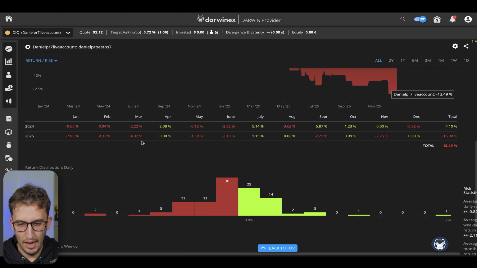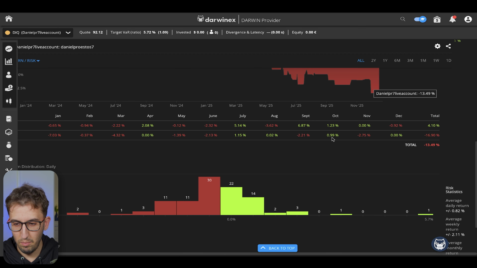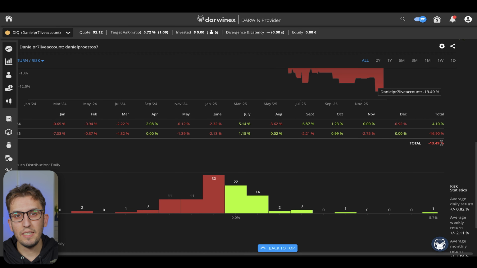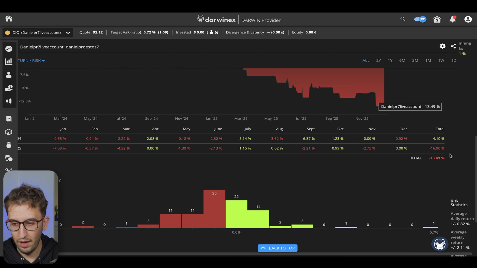March again really bad, April break even, May a little bit of a loss, June more of a loss, July a little bit of a win, 1%, August break even, September negative, October a little bit positive, November again a little bit less, and you can see that I ended the year 2025 with a minus 16.9% return, which takes my total return from 2024 and 2025 to minus 13.49%.